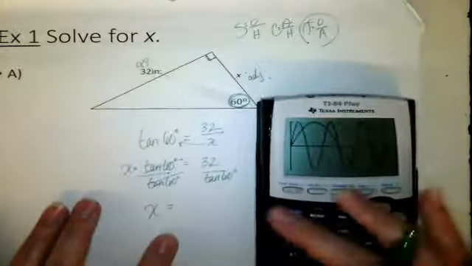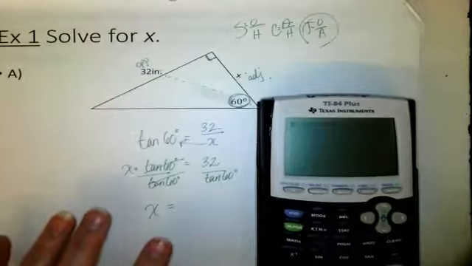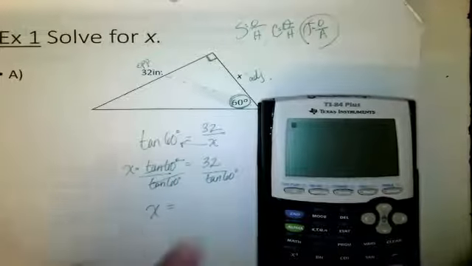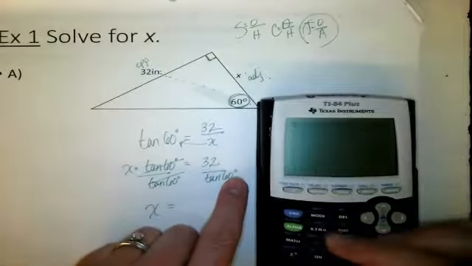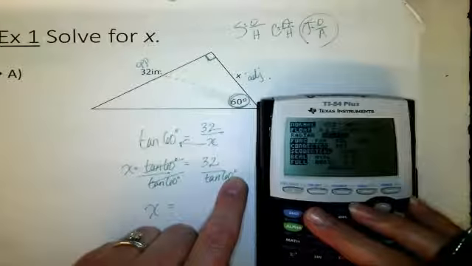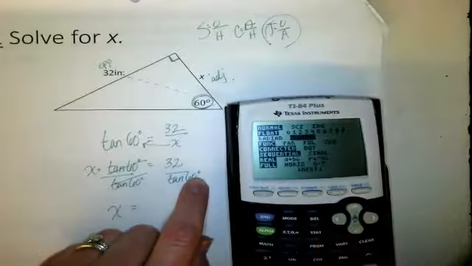So let me ask you, what mode should your calculator be in? Radians or degrees? Degrees. Why degrees? Because they gave us degrees. That's exactly right. I never knew what that meant. If they give you degrees, it needs to be degree mode.